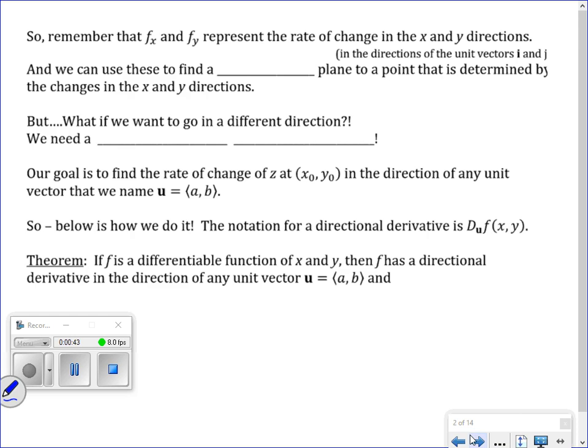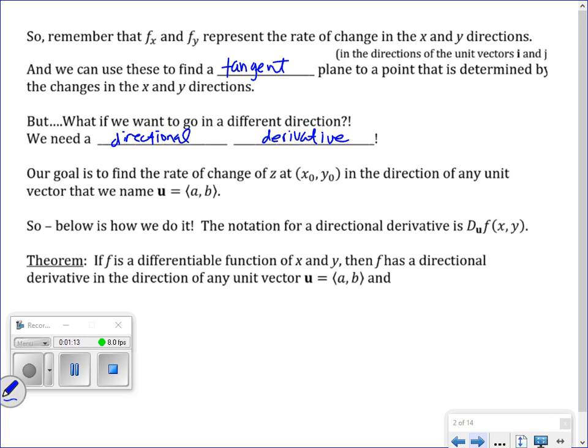So remember that fx and fy, the derivatives with respect to x and y of a function, represent the change in the x and the y directions. And you can use these to find a tangent plane to a point that is determined by the changes in the x and y directions. But if we want to go in a different direction, we need what is called a directional derivative.